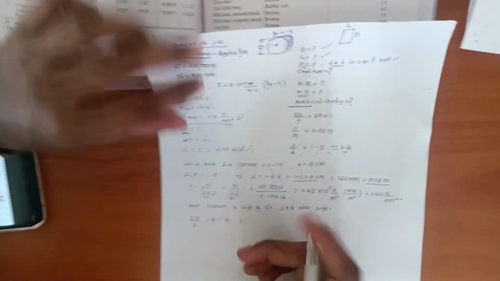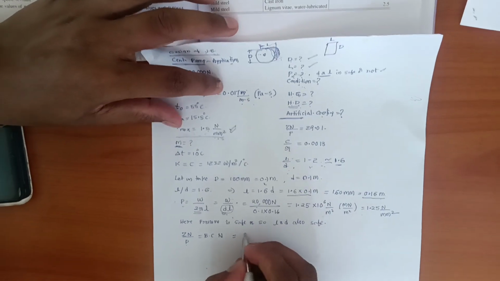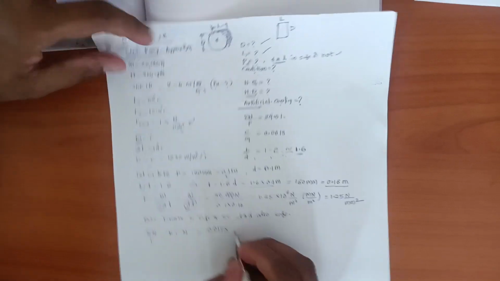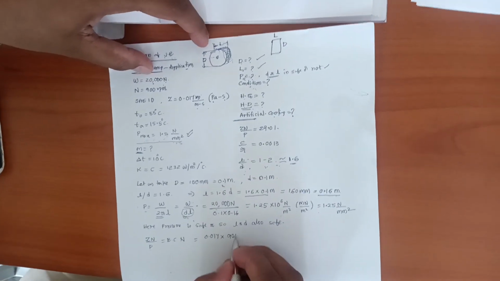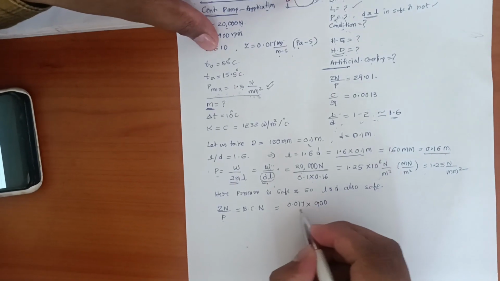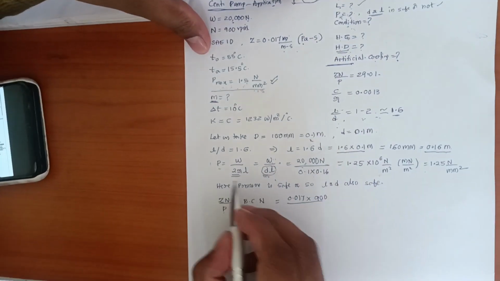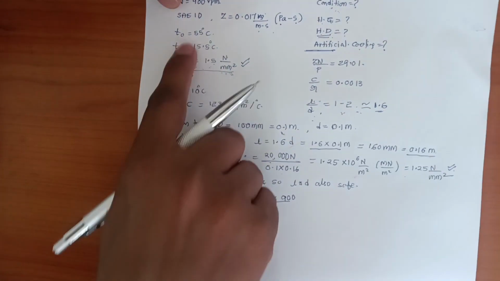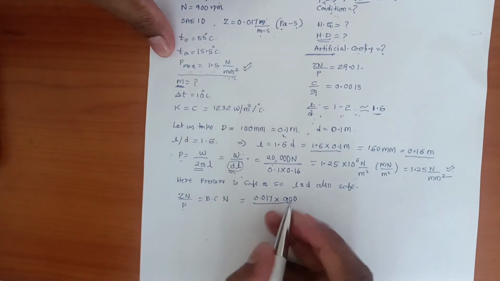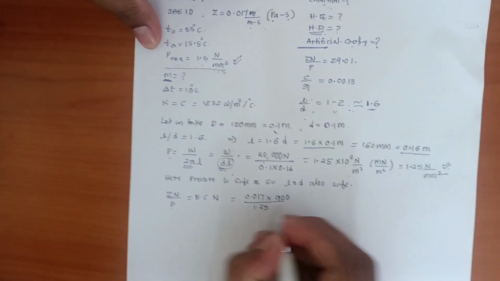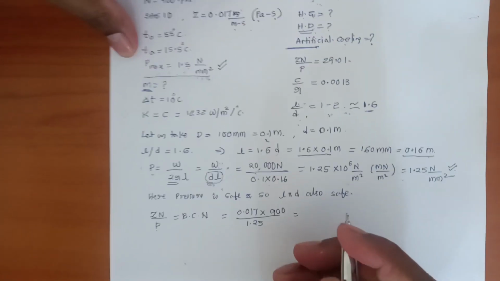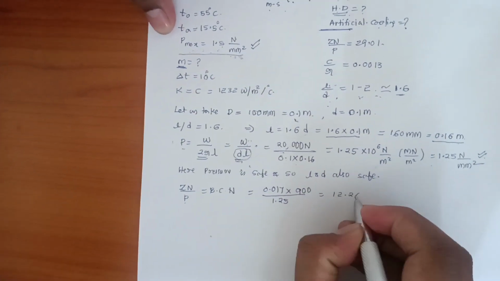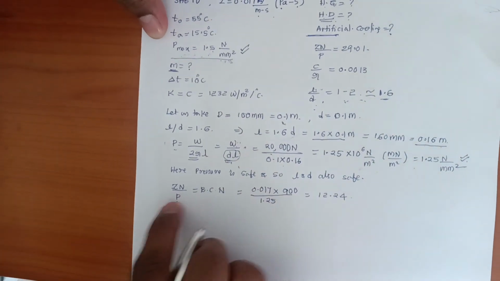See here, Z is 0.017 and N is 900 RPM. For P value, here you have to use the calculated value. Remember, calculated value, not given value. We have to use the calculated value, that is 1.25. Then you will get the value, that is 12.24. This is the calculated Zn by P value.